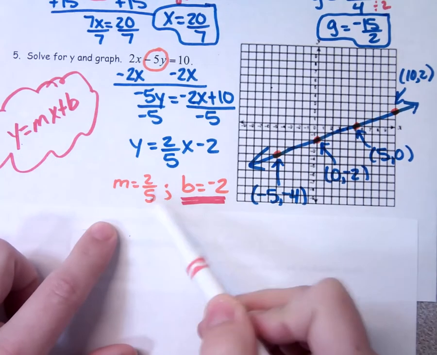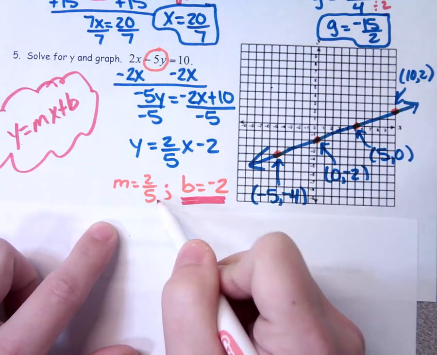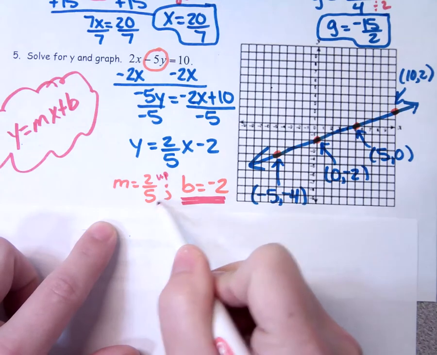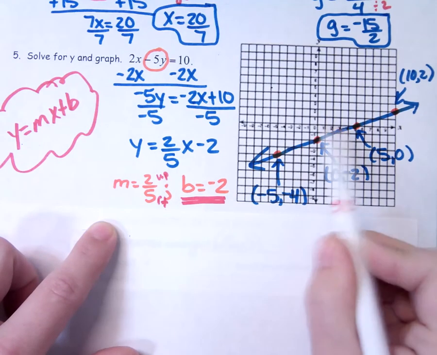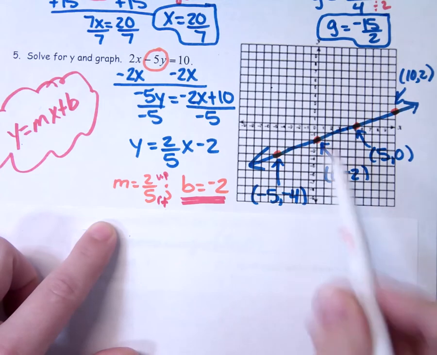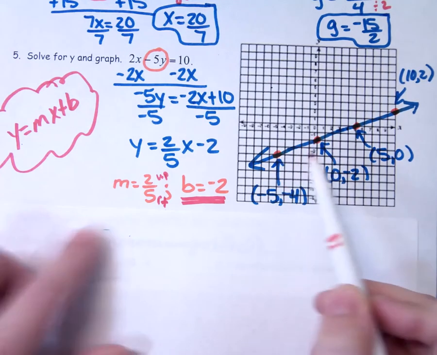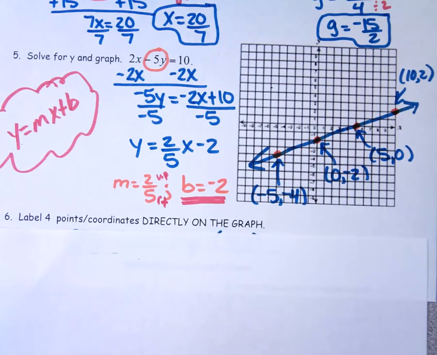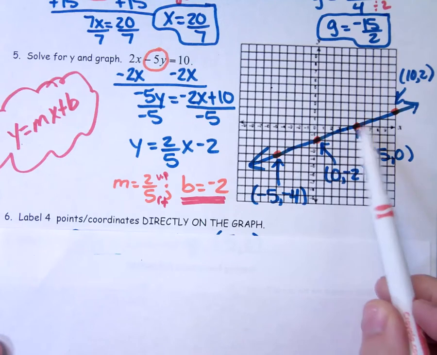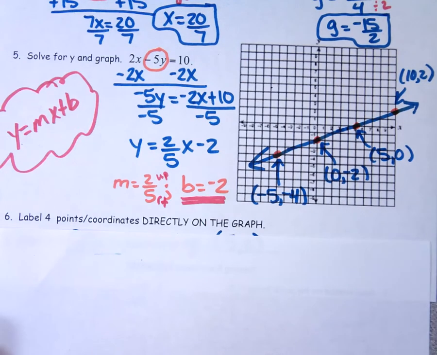And then my slope is 2/5. So slope is rise over run. So I go up 2, right 5. Up 2, right 5. Or I can go reverse and go down 2, left 5. Number 6 wanted me to label 4 points directly on the graph, so that's what I did. I just labeled these 4 points. I wrote down what their ordered pairs were.